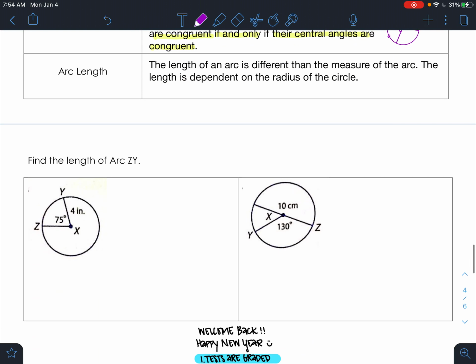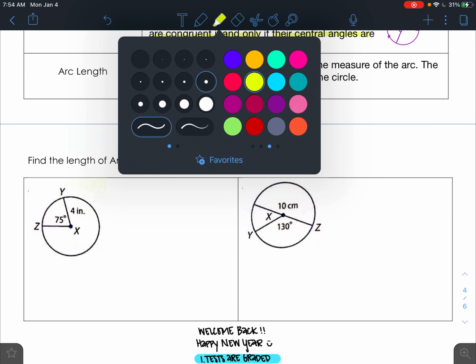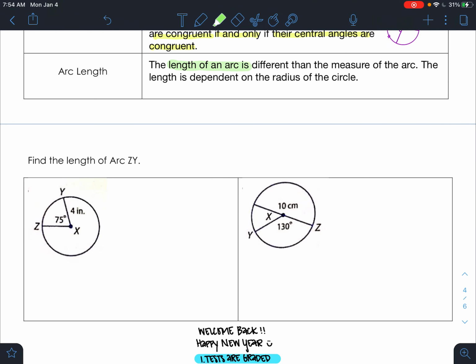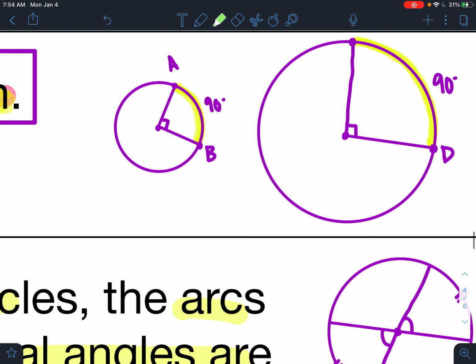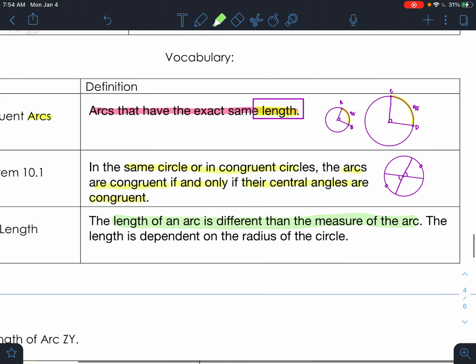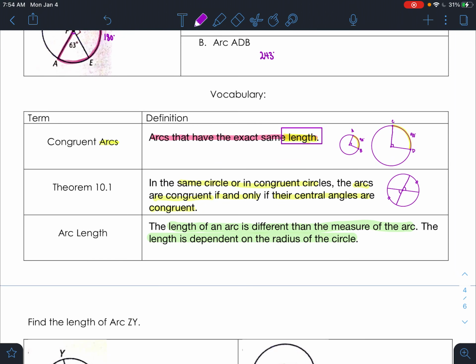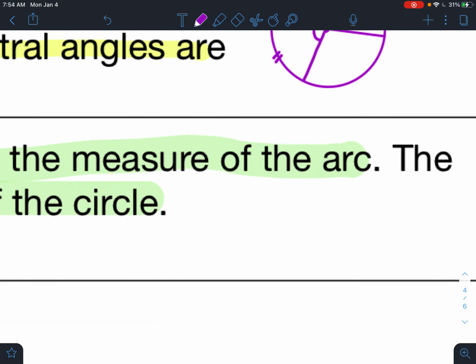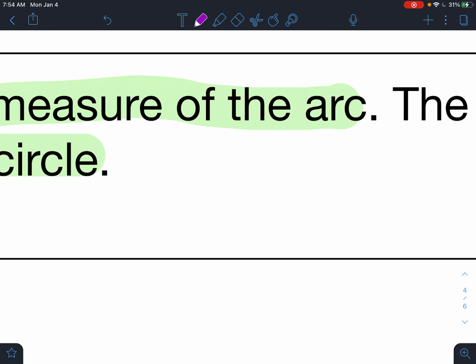So that brings us to our last concept here, which is arc length. The arc length is different than the measure of the arc, and that's what we studied up here. The measures were the same of these two, but the lengths had to be different. It says that the length is dependent on the radius of the circle. So we have a formula for the arc length, and that arc length is going to be given to us in this formula.